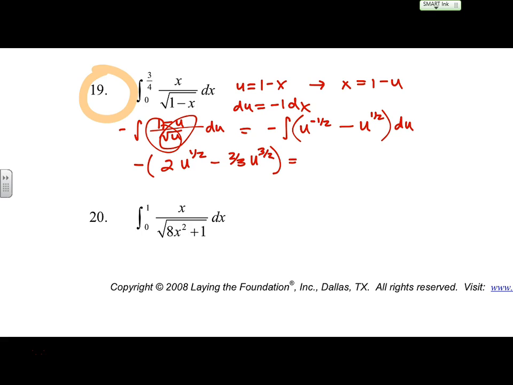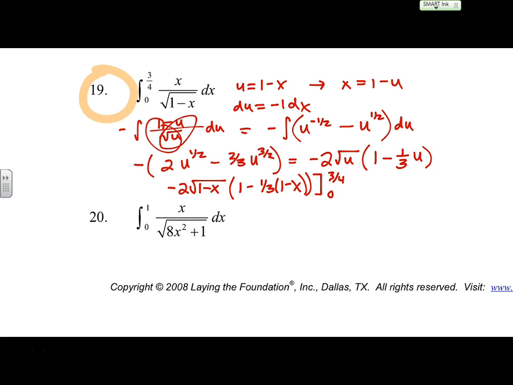If you want, you could pull out u to the 1/2, and you would get 1 minus 1/3 u. I'm not sure if you want to do that. I'm just saying you could factor out square root of 1 minus x. Now it's a plug and chug.